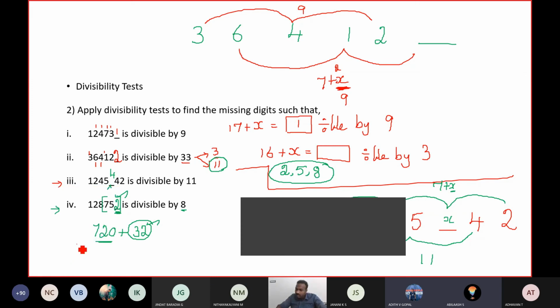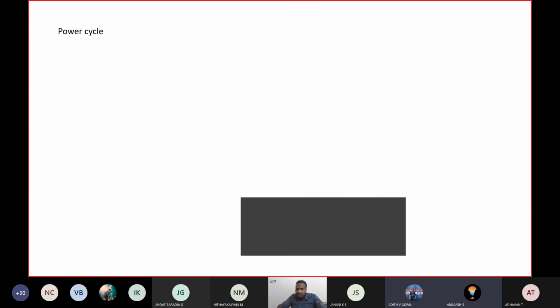Very good, people. Fine then. Moving on to the next concept, which we call the power cycle. And what is power cycle? Here is where you get questions of this sort. For example, 577 power 673. They will not ask you the entire number. They'll ask you to find out the last digit of this value. Clear? So that is the concept that we are going to look at right now.